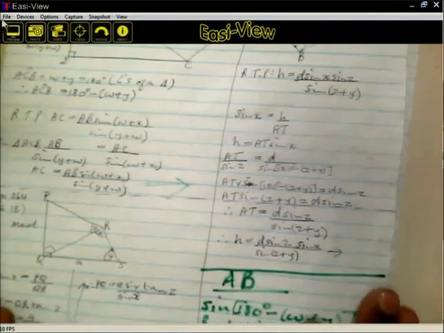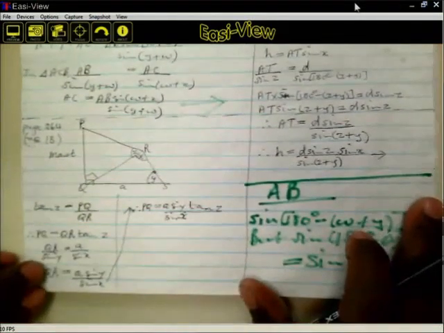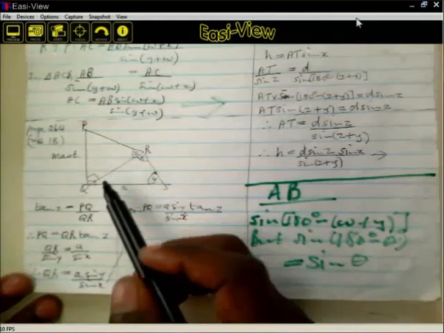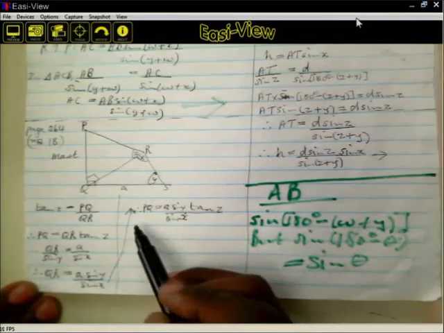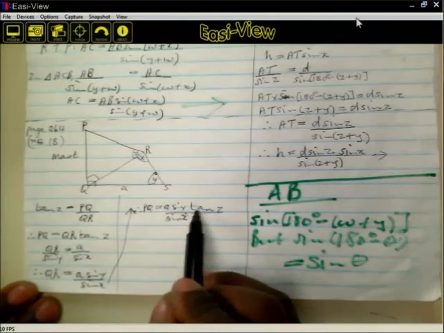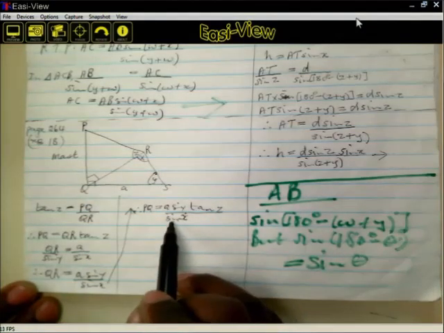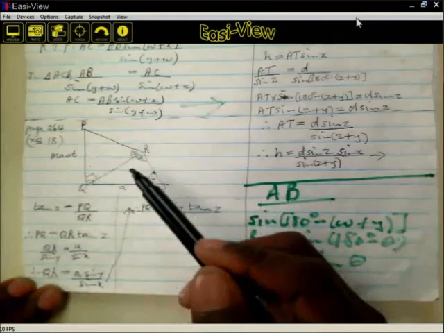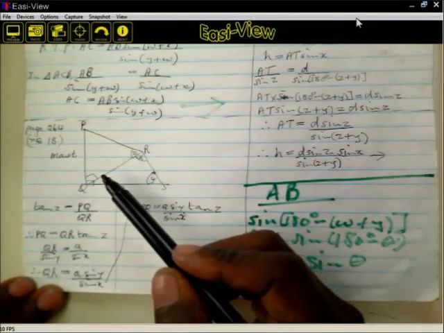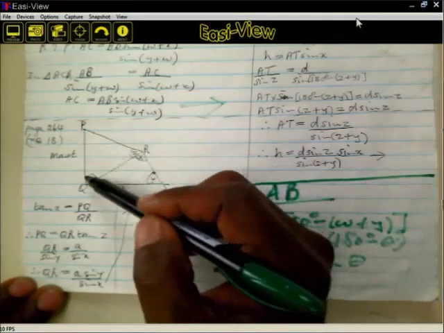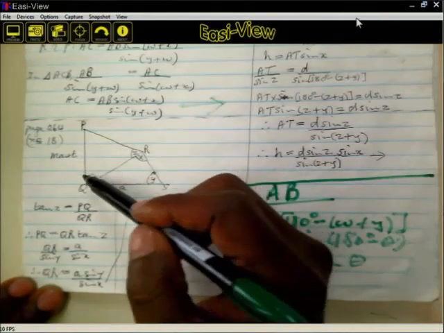When you look at the second diagram, you are required to prove that PQ is equal to a sine y tan z over sine x. Now things may look strange to you because this is three-dimensional. This is said to be 90, it makes sense to you, but this is also 90.